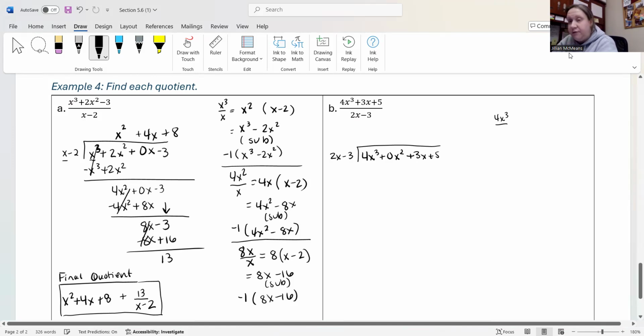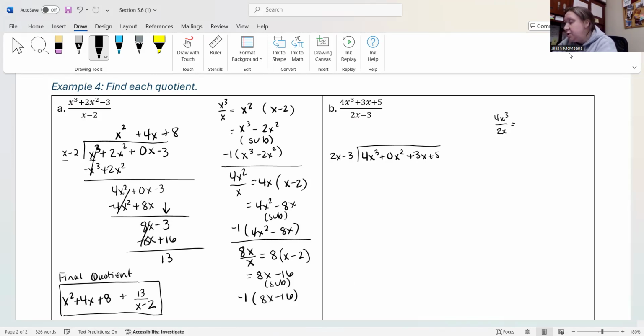We want to divide it by the first term of the divisor, which is 2x. So 4 divided by 2 is 2, and then x to the third divided by x is x squared. So far we get 2x squared, so we want to line that up in that x squared column. Now I take 2x squared and multiply it by my divisor, 2x minus 3. That gives me 4x to the third minus 6x squared.